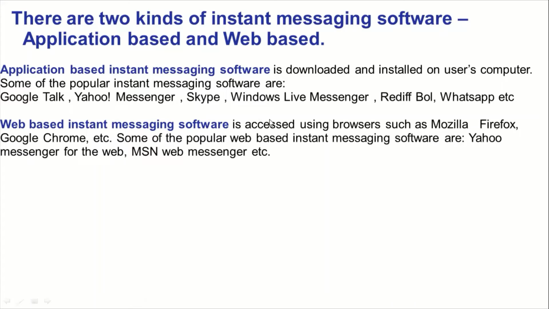Web-based instant messaging software is accessed using a web browser like Firefox, Chrome, etc. Some popular web-based instant messaging software are Yahoo Messenger on the web and MSN Web Messenger. Nowadays, WhatsApp can also be accessed through the web. Whatever application-based messaging software are available nowadays are also accessible through the web.